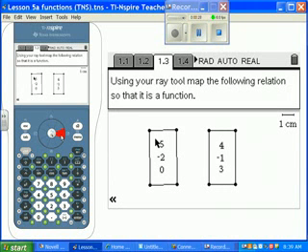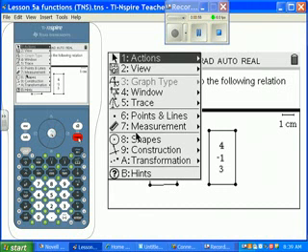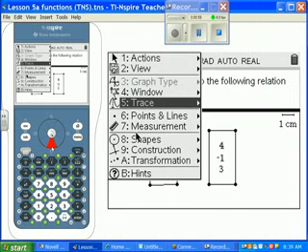Okay, so using your array tool, go to the next page. Using our array tool, we're going to map the following relation so that it is a function. Okay? So everybody go down to this section of their page. Remember, that's Control-Tab to get down to the other section. Okay, so I want you to hit your menu button. And what you're going to do is go down to points and lines.